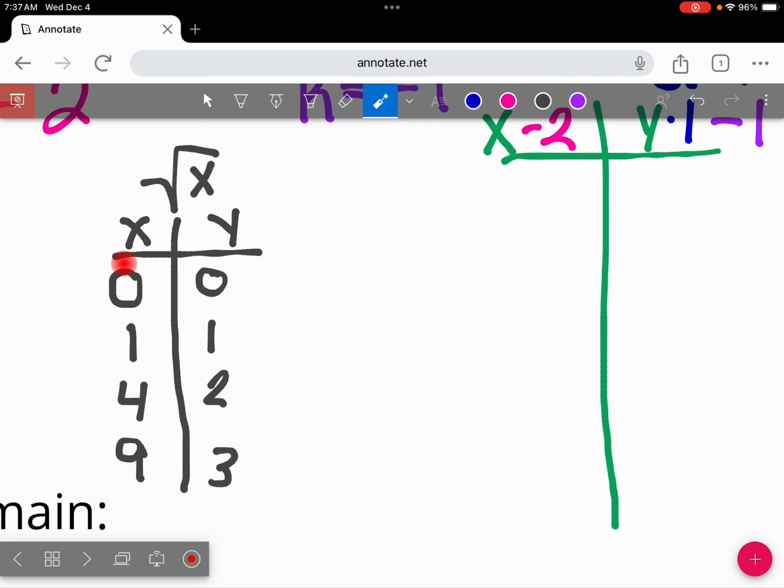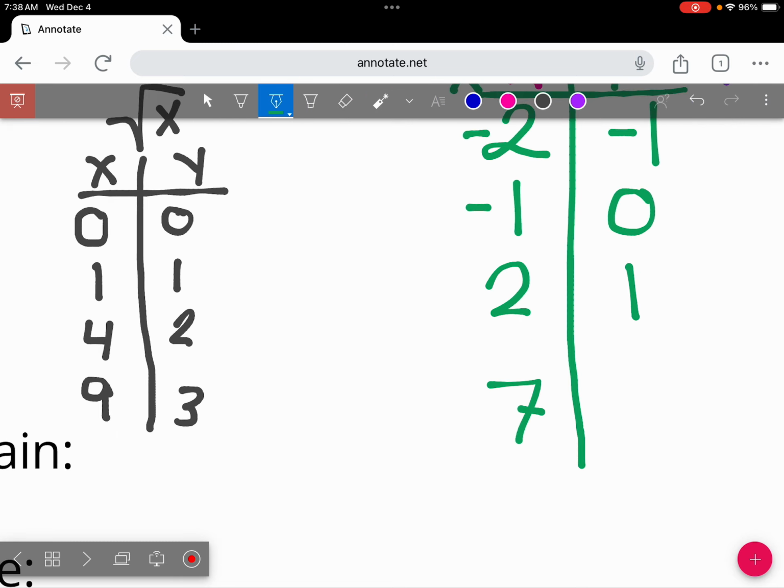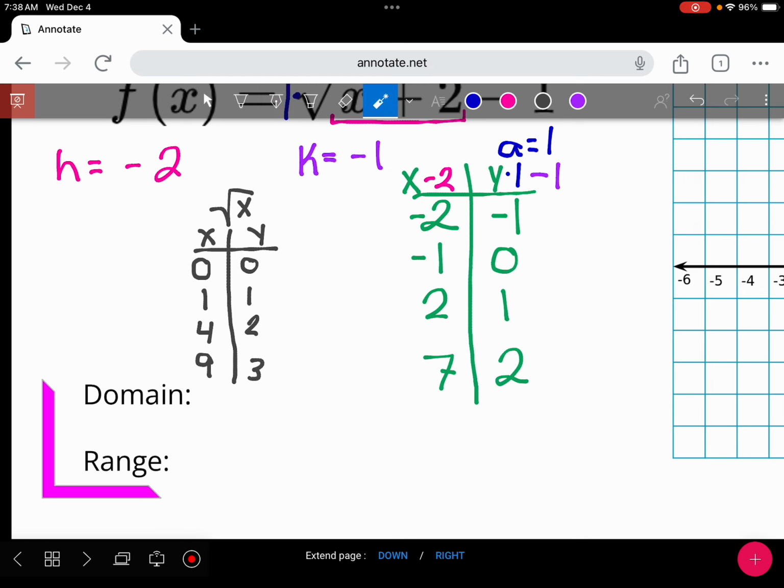Where I take my x of 0 and I'm going to take away 2. So we have -2. I'm going to have my 1 minus 2. So that's going to be -1. Yep, 4 minus 2 gives me 2. And 9 minus 2 gives me 7. Our y's. I'm going to take my 0 times 1 minus 1. So 0 times 1 is 0, minus 1 is -1. Then we're going to have our 0. 2 times 1 is 2, minus 1 is 1. 3 times 1 is 3, minus 1 is 2. So we're using our a, h, and k to help us figure out this part.